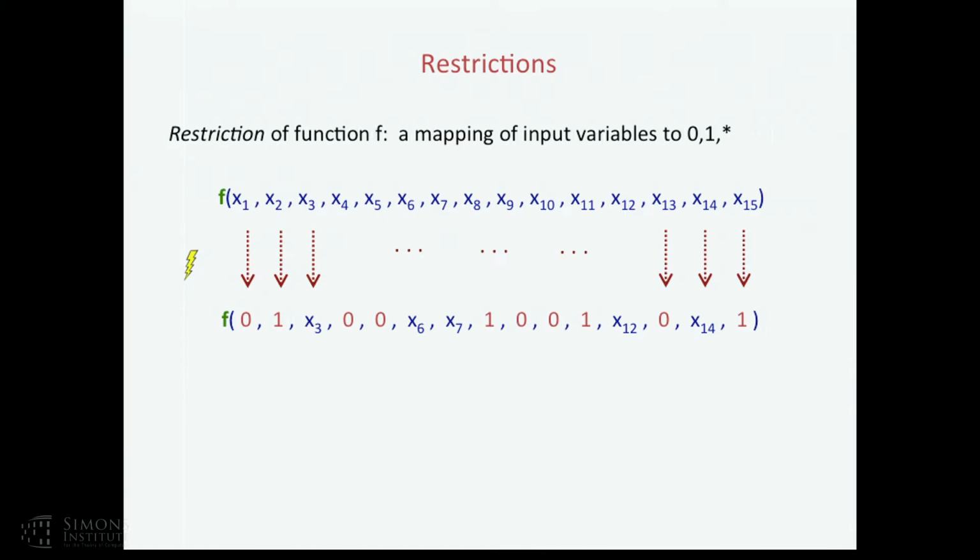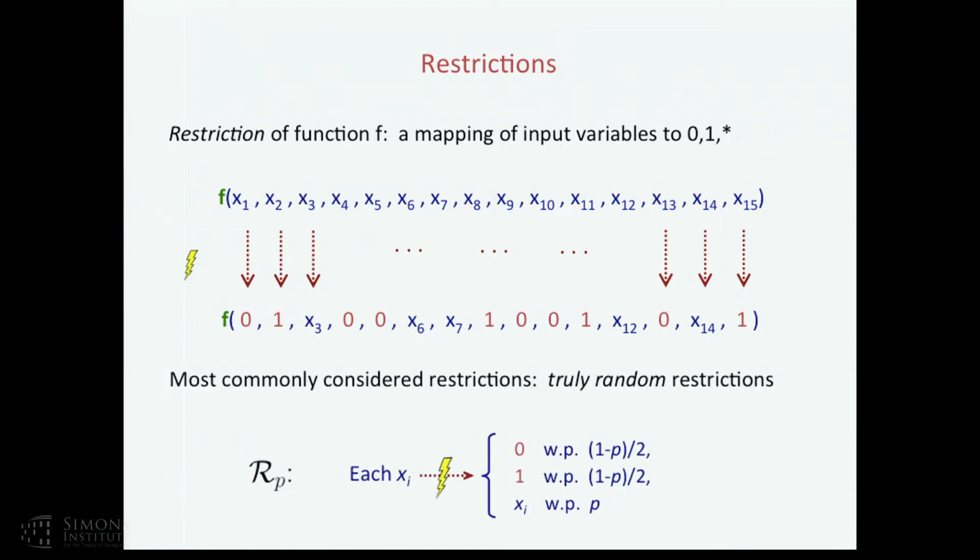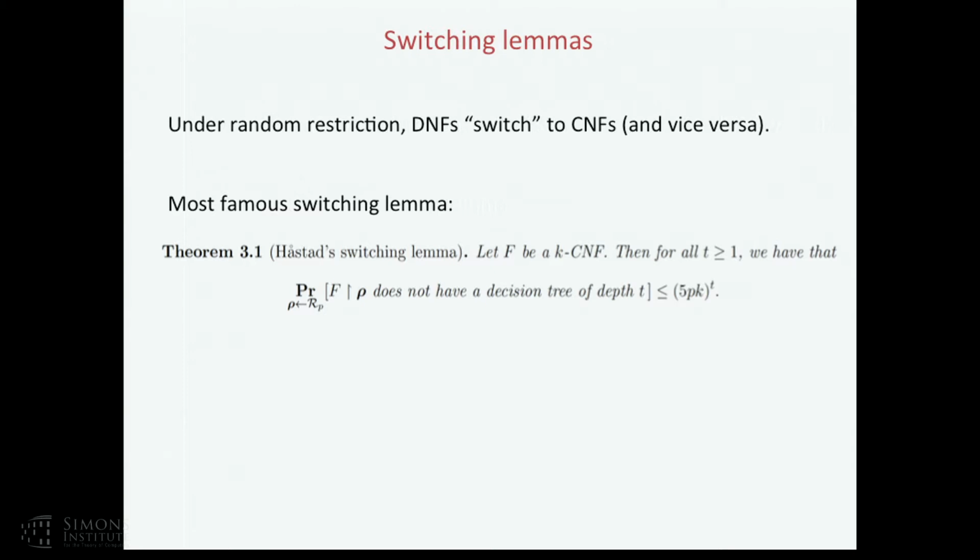We all know and we all saw from Leong's talk, what is a restriction of a function? It's just a way of fixing some of the coordinates of the function to constants and leaving other coordinates alive. The standard restrictions that people most commonly think about are truly random restrictions, these so-called RP restrictions, where coordinate-wise independently, you let each variable survive with probability p and fix it uniformly otherwise, okay? So those are restrictions.